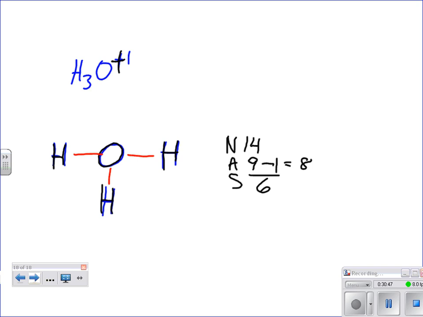Hydrogens, are they good? Yep. What about oxygen? Okay, so a lone pair goes on oxygen. When I add it up, 2, 4, 6, 8, all looks good, so we know we did it right. Throw it in brackets, and we are done.